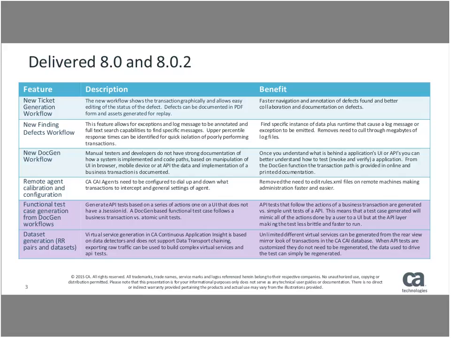So with 8.0, that's when we moved to the new web portal. So the nice thing is we were able to move everything from the old web UI or the workstation UI into the new portal. So that gave us the ticket workflow generation, the new find defects, the new DocGen workflow, and the remote calibration of agents. So there was one thing that did not get ported, and that was basically the generation of data sets or RR pairs from the old UI.